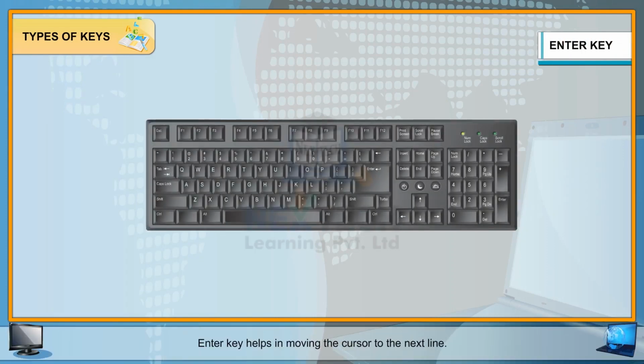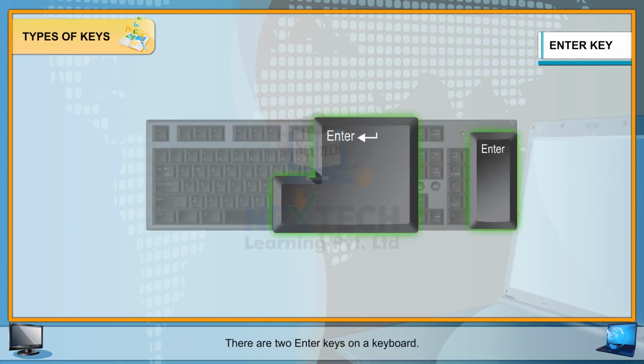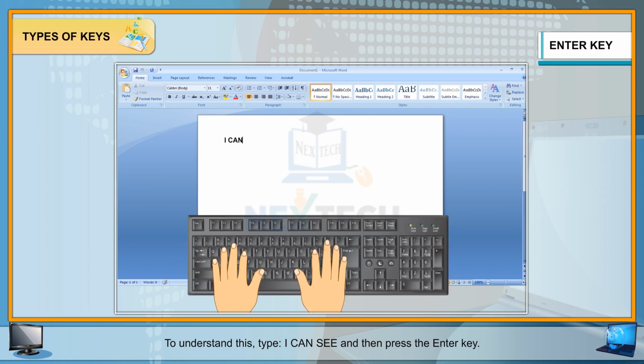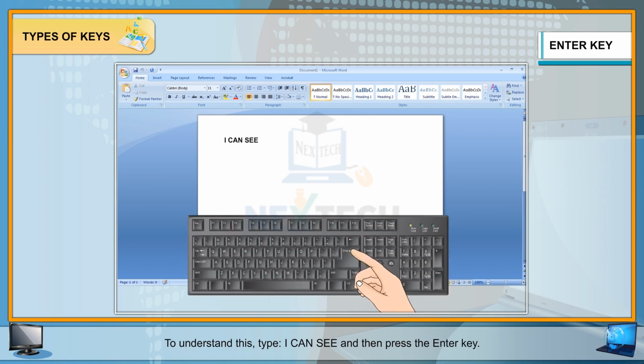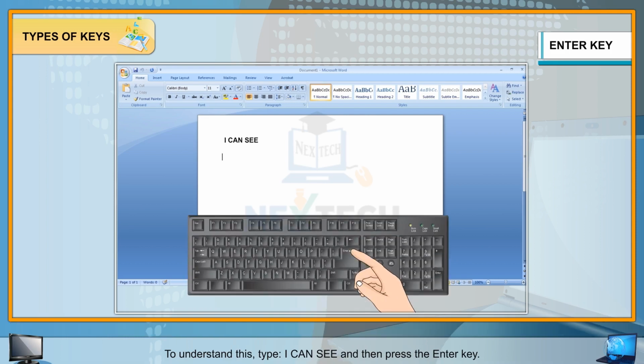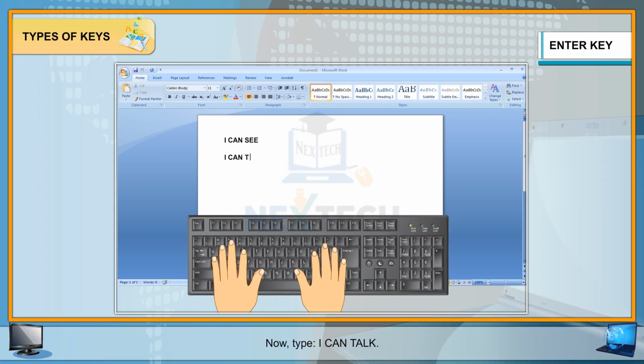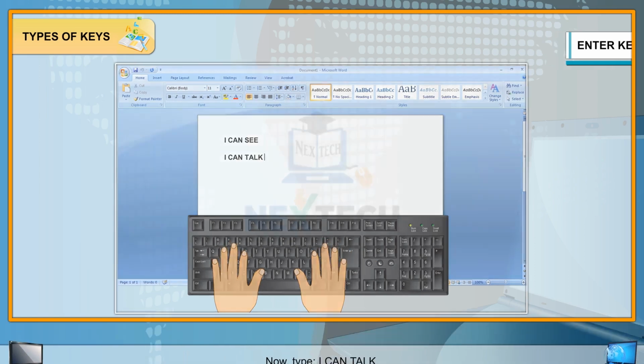Enter key. Enter key helps in moving the cursor to the next line. There are two enter keys on a keyboard. To understand this, type I can see and then press the enter key. You will find that the cursor, that is the small blinking line, shifts to the next line. Now type I can talk.